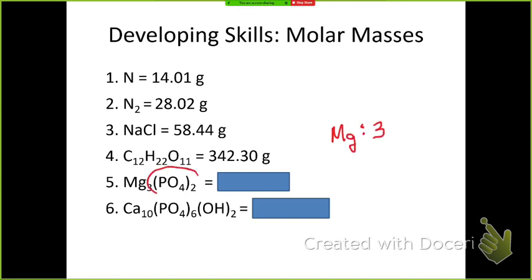Notice that I've got a 2 outside the parentheses. That's going to multiply everything inside the parentheses by 2. So that means that I'm going to end up having 2 phosphorus atoms and 8 oxygen atoms in this compound. So once I count them, then I'm going to multiply them by the average atomic mass on the periodic table.